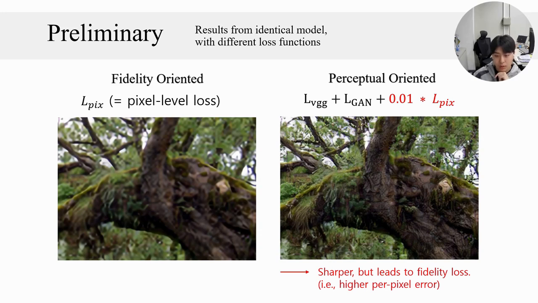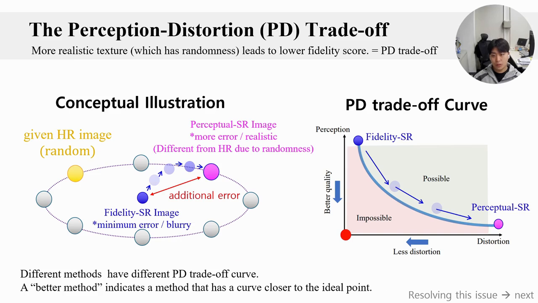An important point here is, is this a free lunch? Can we get sharper and more realistic images without any drawbacks? The answer is unfortunately no. And in fact, there is a fundamental theoretical limitation to super resolution models, which we call the perception distortion trade-off. Let's dive deeper into what the perception distortion trade-off is.